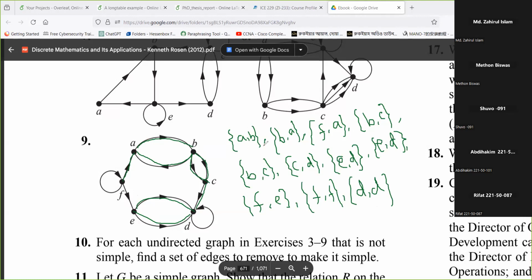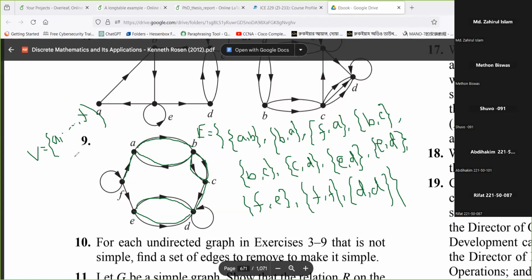So you need to write the edges like this. E is equal to, this is the set of edges, and V equal to A, B, C, D, F. Clear?